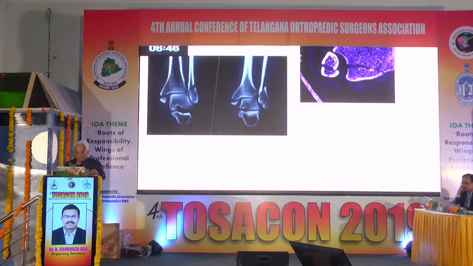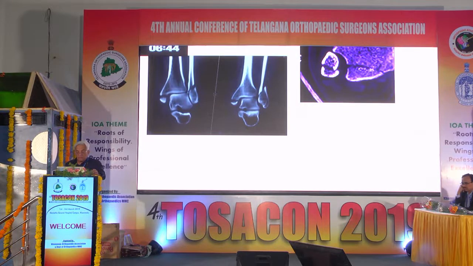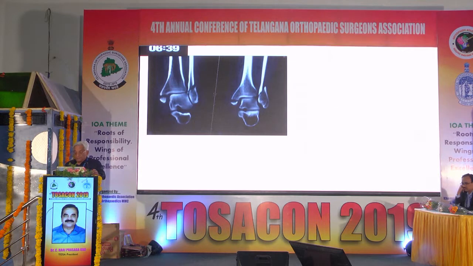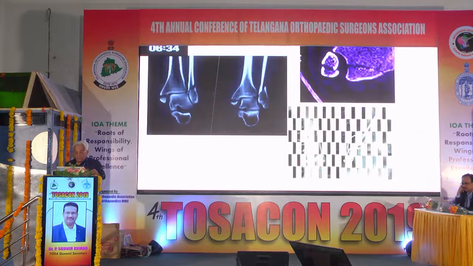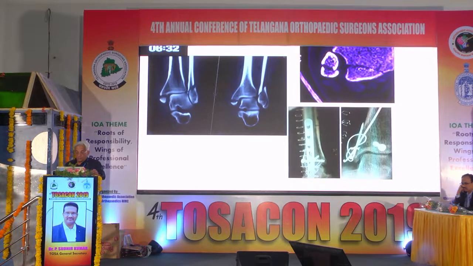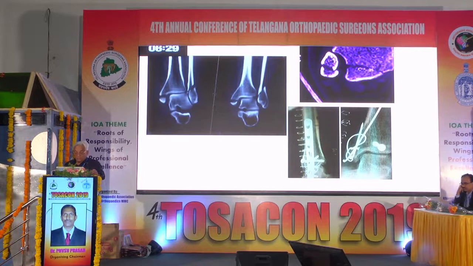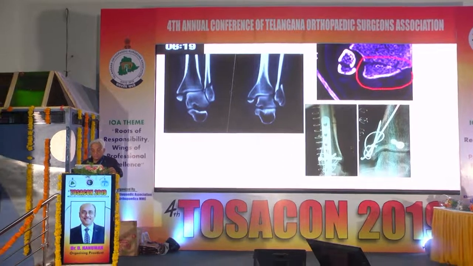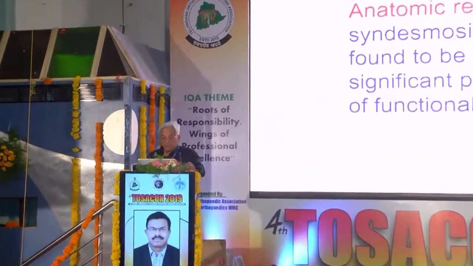Now, here is the fracture which has occurred, a trimalleolar fracture, the posterior malleolus is also there, the fibula is also there. In these situations, when you do the CT scan, you realize what has happened. And in this situation, you can fix all these ligaments. Please see, the posterior malleolus is only fixed from posterior to anterior. It is never fixed anterior to posterior.